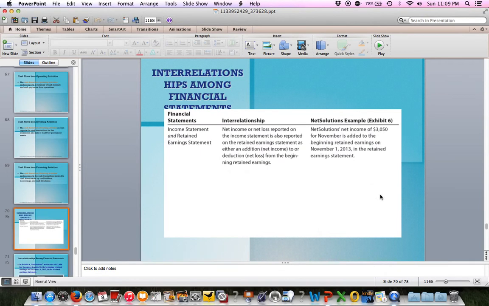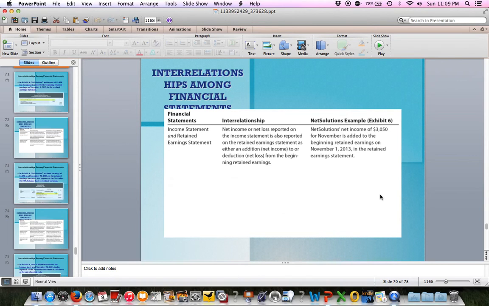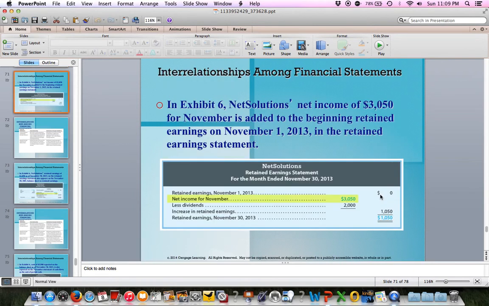And then just kind of keep in mind the relationships between financial statements. So income statement and retained earnings, the relationship to net income or net loss, whatever that is, goes to the statement of retained earnings, and so on. Okay, so there's definitely a relationship between the financial statements to keep in mind. So net income of $3,050 from the income statement then goes to the statement of retained earnings to make retained earnings go up, for example.